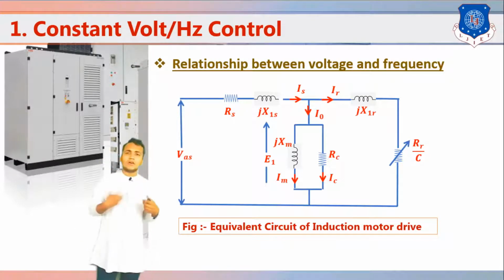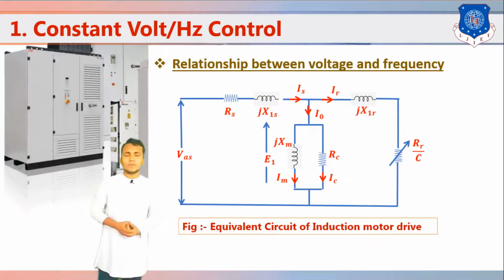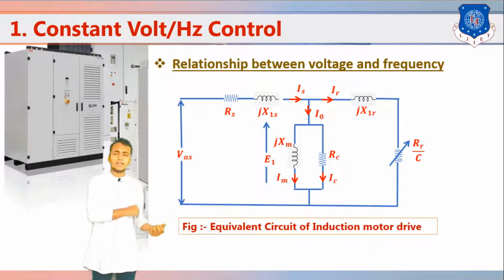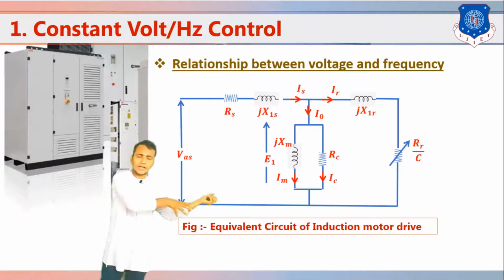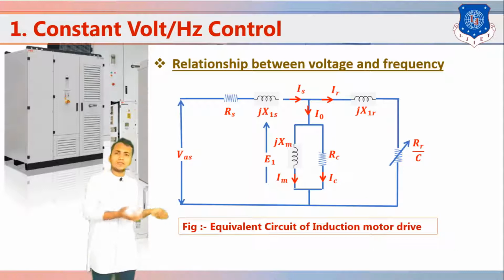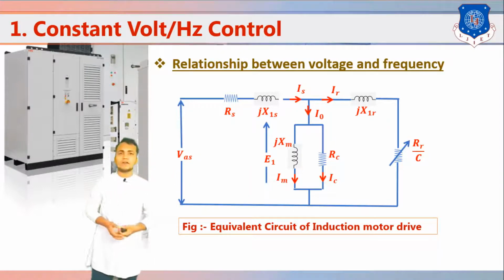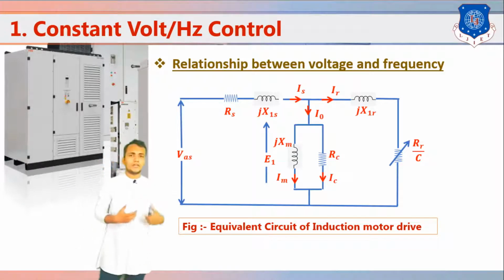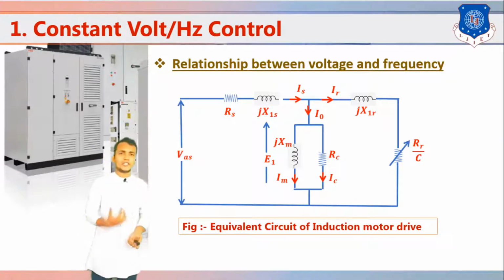We have already studied this equivalent circuit in the electrical machines subject also. Basically in this equivalent circuit, one side is the stator side, one side is the rotor side, and in the center is the no load circuit. So that is the equivalent circuit for the induction motor. Now from this relation we have to explain the relation between voltage and frequency.